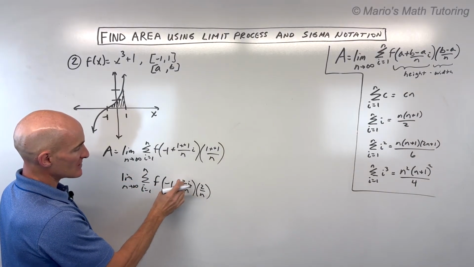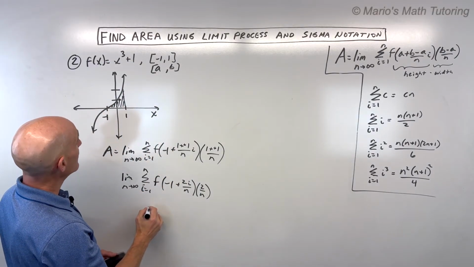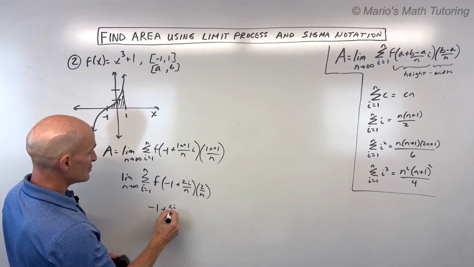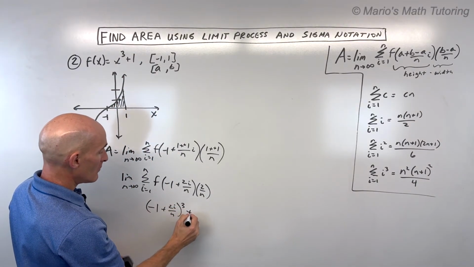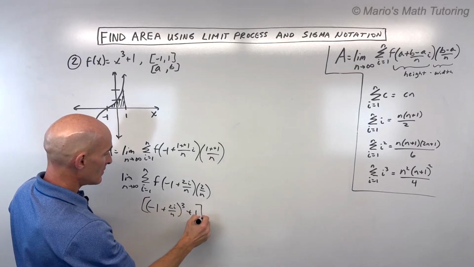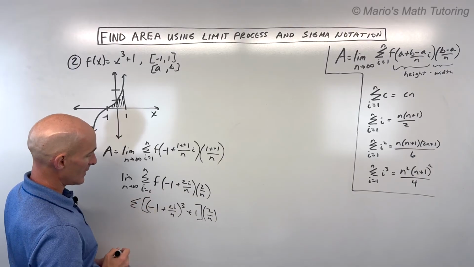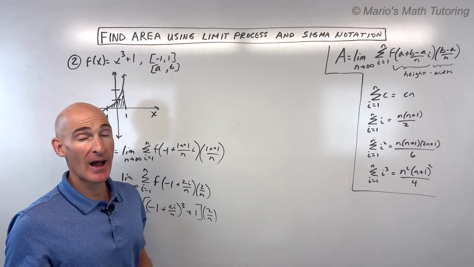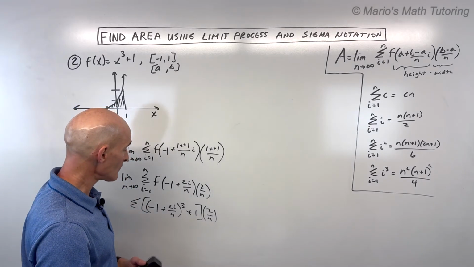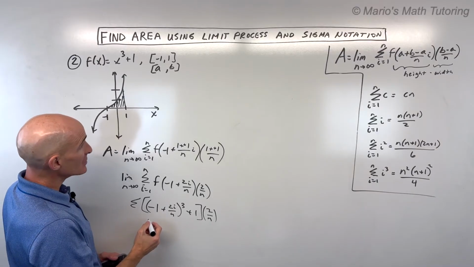Remember, whatever's in parentheses here goes into the function for x. So that means we're looking at negative 1 plus 2i over n, cubed, plus 1, times 2 over n. Okay, now notice this is a binomial cube. You learned previously the binomial expansion theorem. So remember Pascal's triangle? So if we expand this, this is going to look something like this.